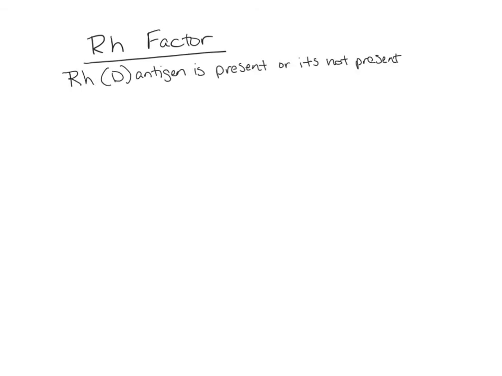So let's look at the Rh antigen. The Rh antigen is either there or it's not. Another name for the Rh antigen is the D antigen. So if a person has the Rh antigen or the D antigen on the surface of their red blood cells, they would be considered Rh positive. If a person does not have the Rh antigen on the surface of their red blood cells, they are considered Rh negative.